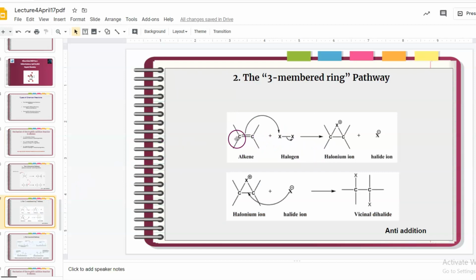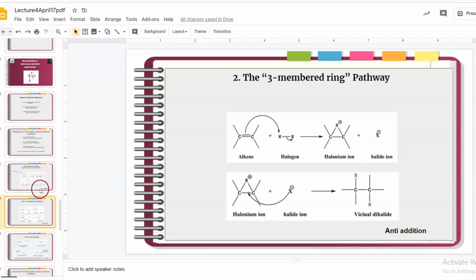So let's go here. What happens in the first step is that the delocalized pi electrons would repel the electron cloud present around this halogen molecule. As a result, this halogen atom would be partially positively charged, and this halogen atom would be partially negatively charged. Now once you have a partially positively charged center, the pi electrons would make a bond here, right, and this other part would go away as X minus.